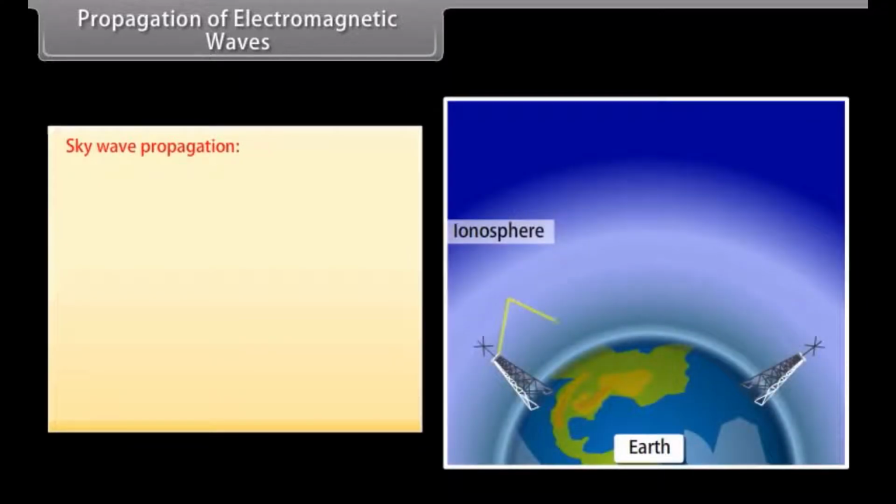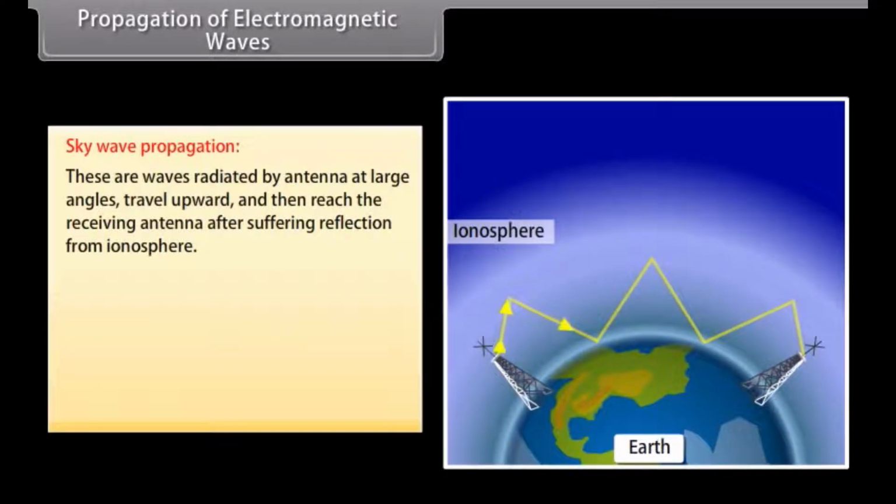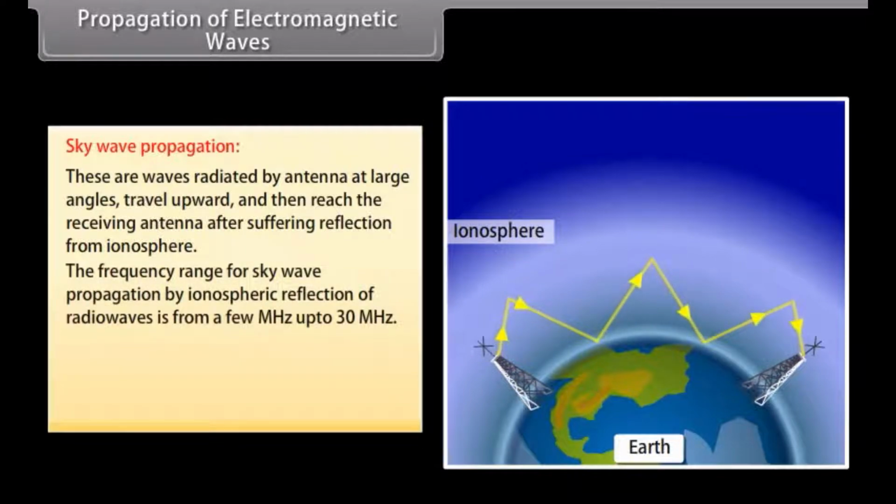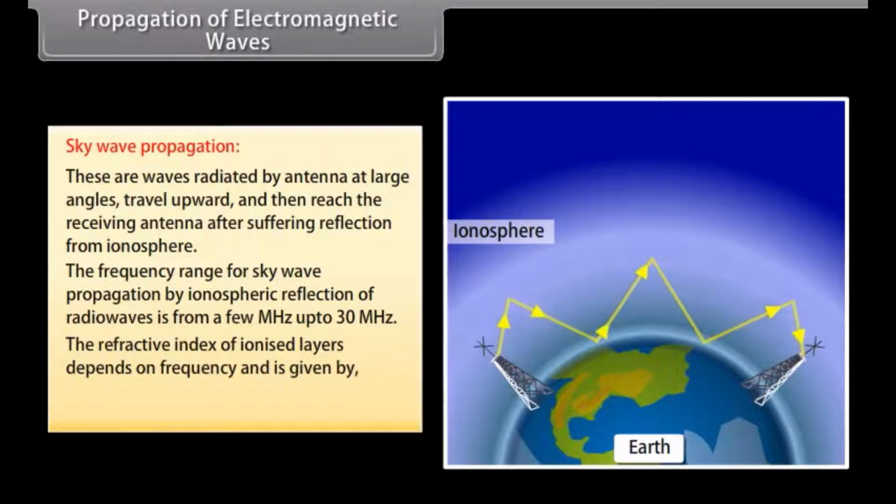Sky wave propagation. These are waves radiated by an antenna at large angles, travel upward, and then reach the receiving antenna after suffering reflection from the ionosphere. The frequency range for sky wave propagation by ionosphere reflection of radio waves is from a few megahertz up to 30 megahertz. The refractive index of ionized layers depends on frequency and is given by the square root of 1 minus 81 upon f squared.